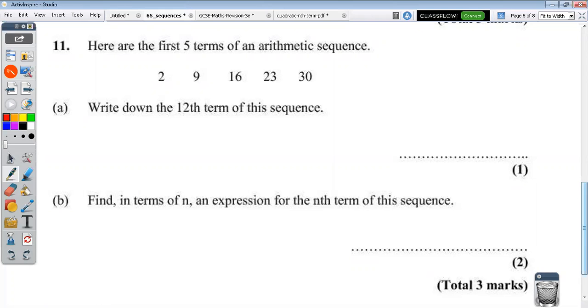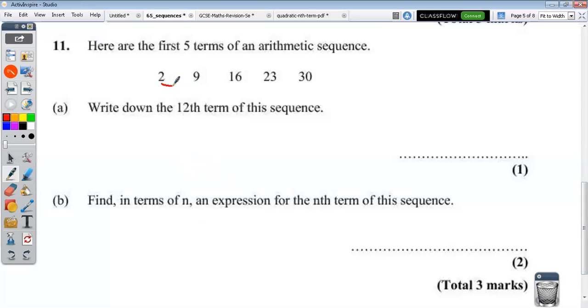So for A, is it 79? I said work out A and B. You tell me when you're done, both of them. I got 79 for A, and for B I got 7n minus 5. Let's see. I'm not sure.